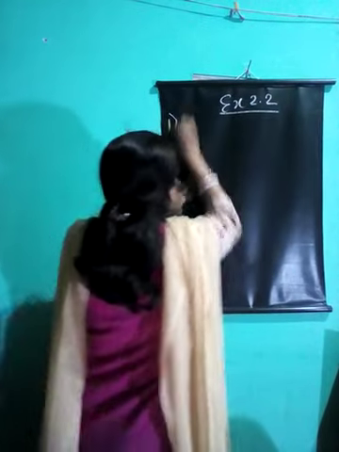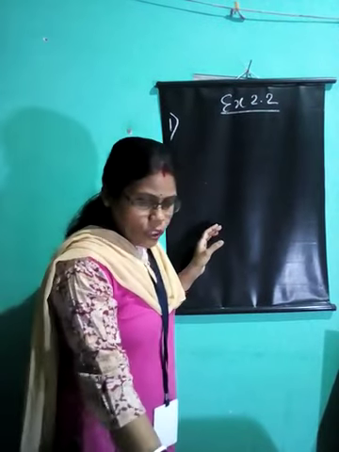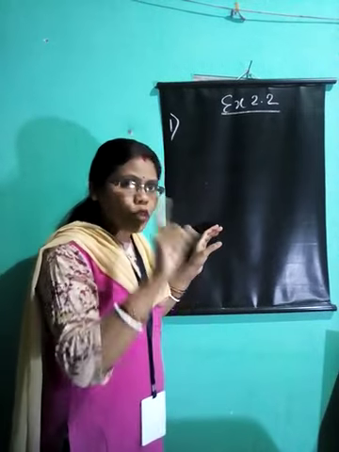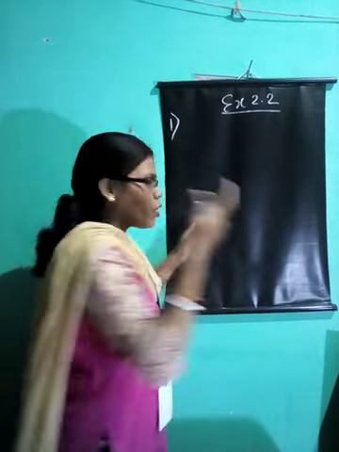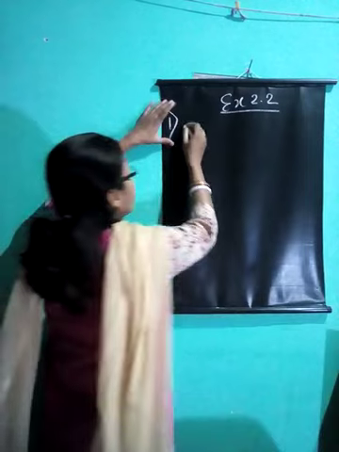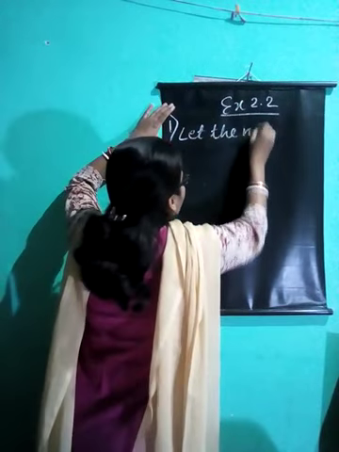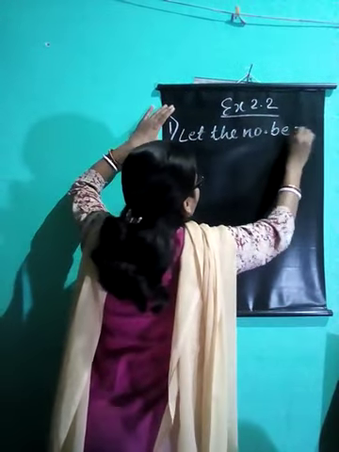Question number 1. What I said in the question: if you subtract 1 by 2 from a number. So what you have to do? You have to subtract 1 by 2 from a number. Now you don't know the number from which you are going to subtract. So let the number be x. Let the number be x.